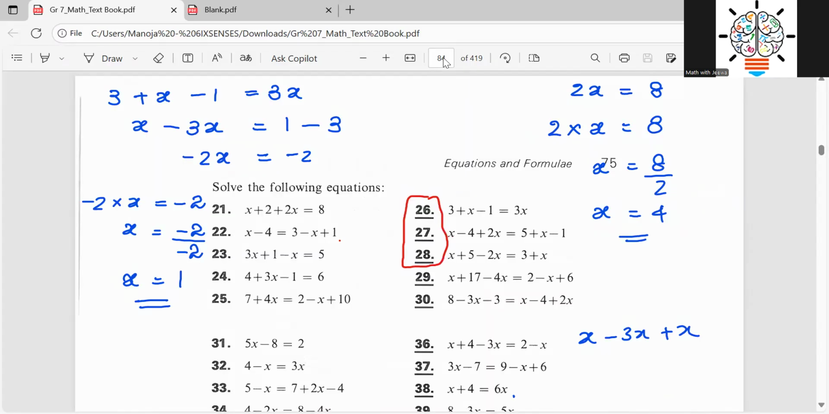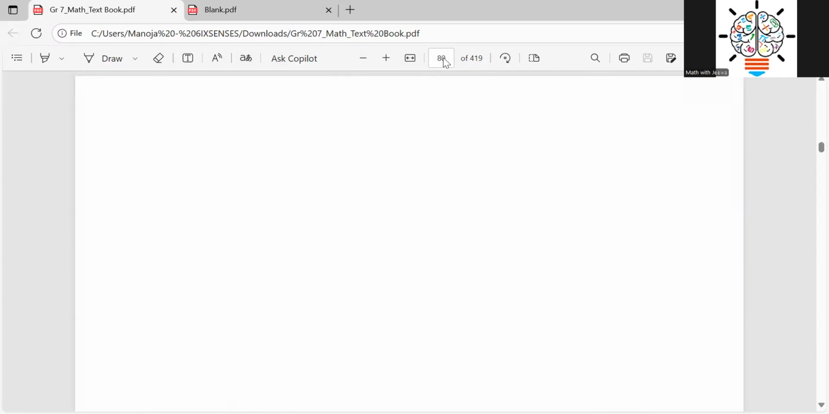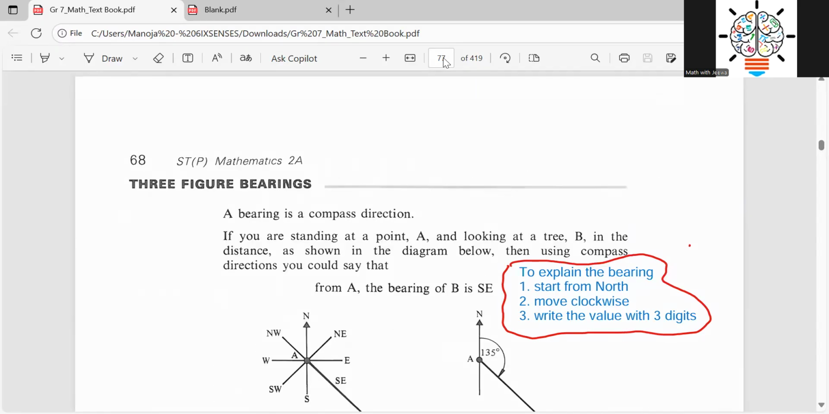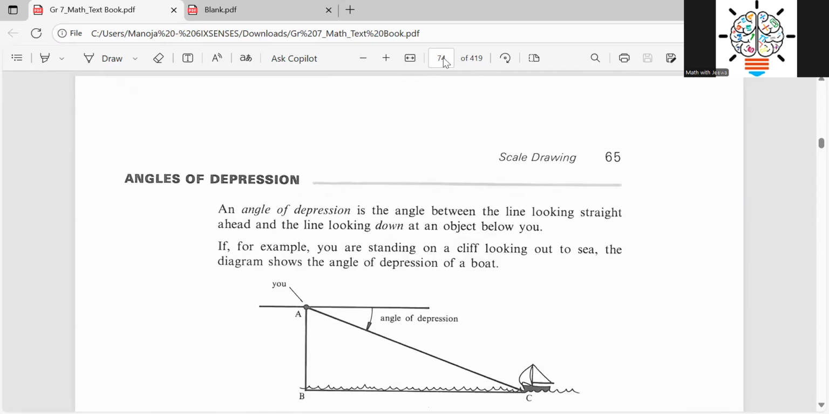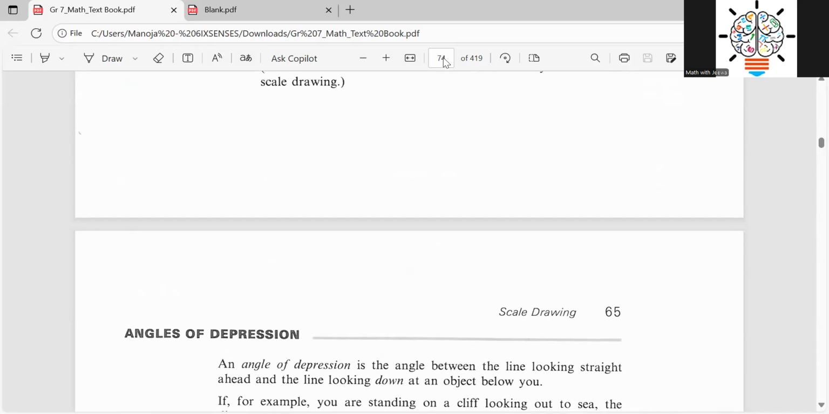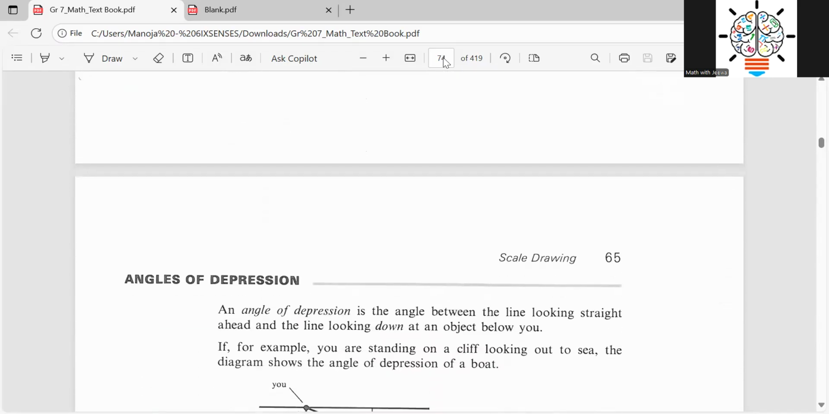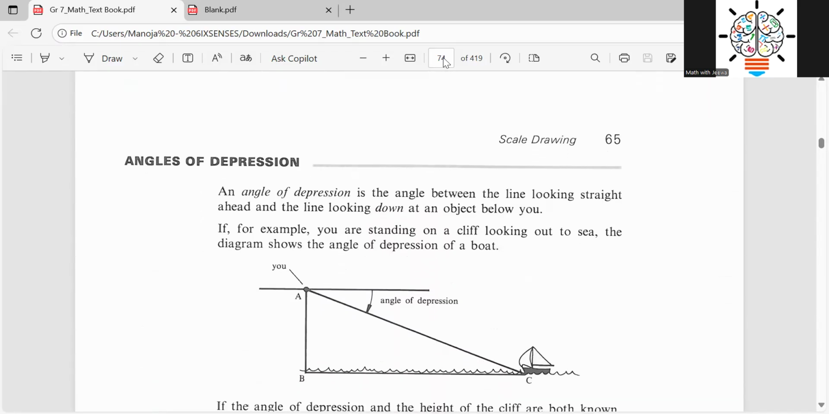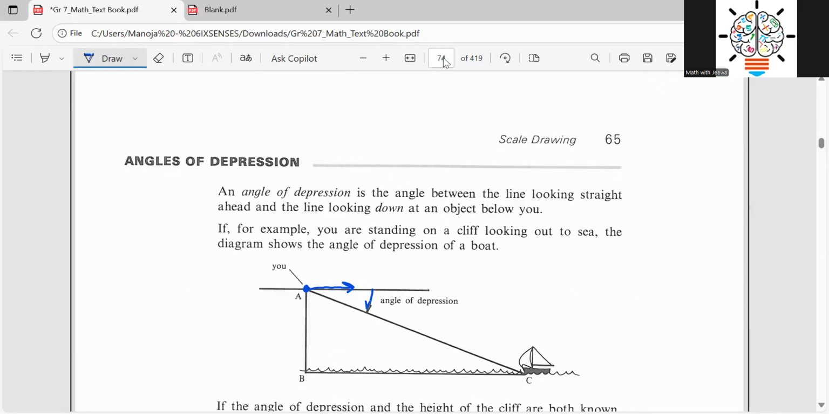Angle of depression. If you can remember, when it comes to the angle of elevation, you look up. Now this time what we do, you look down. Now you're here on top of something, and you can see the boat. Let's say your eye level is here, and if you want to look at the boat, you look down, then how many degrees you look down, that we call the angle of depression, right?